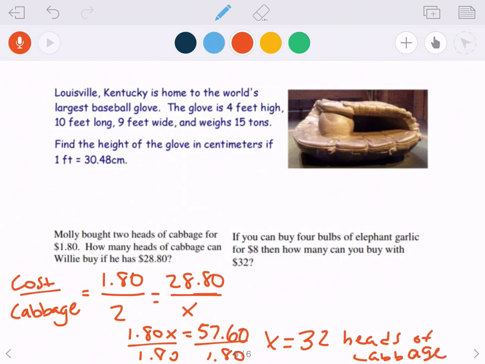And that answer should make sense. Molly bought 2 heads of cabbage for $1.80, so she can buy a little bit more than a head of cabbage per dollar. So $28.80 is a little bit more than a head of cabbage per dollar. It's going to be 32 heads of cabbage.